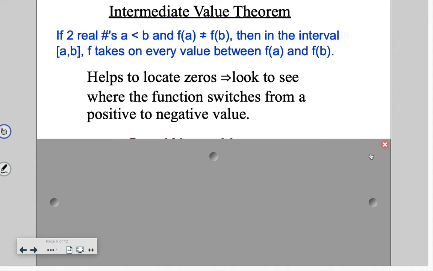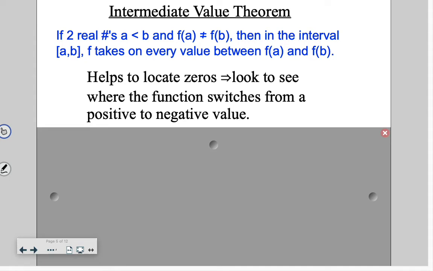We're trying to figure out where does the function go from positive to negative. Because if it goes from positive to negative, somewhere it must have been 0. Meaning you must have an x-intercept in there somewhere. That's the purpose that we're going to use the intermediate value theorem for, to help us locate zeros.